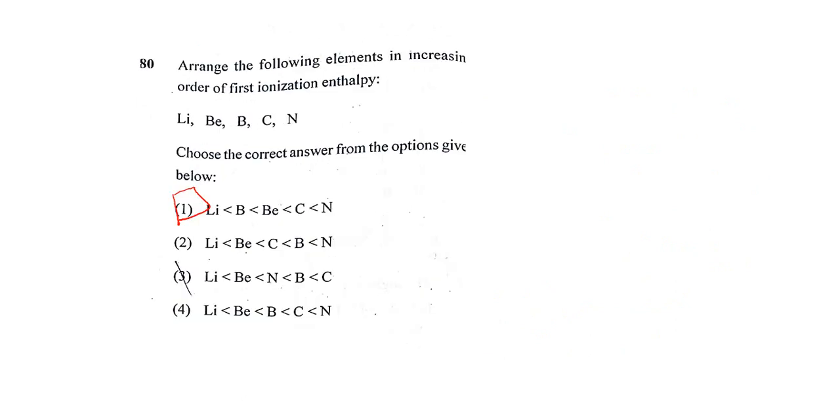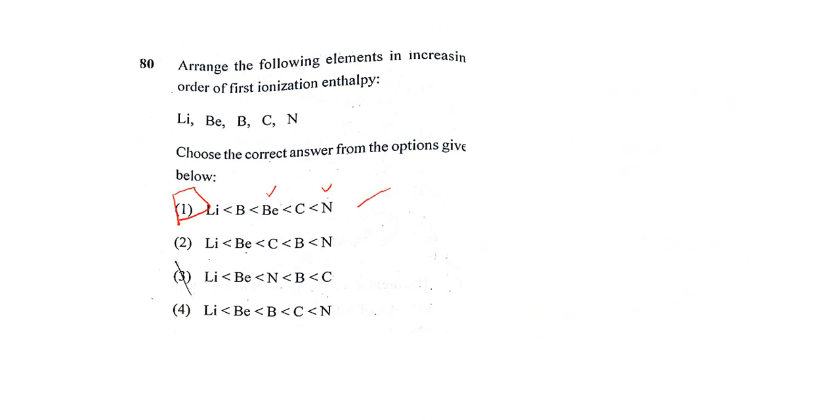Next one, arrange the following elements in the increasing order of the first ionization enthalpy. Left to right in any period the size decreases. At the same time, the stable electronic configurations, completely filled and half filled, of beryllium and nitrogen matter. If you consider, lithium less than boron less than beryllium less than carbon less than nitrogen will come. It is a little uneven, an irregular arrangement. Only boron and beryllium we will see, because of beryllium's stable electronic configuration and nitrogen's stable electronic configuration. So the first one is the right option.